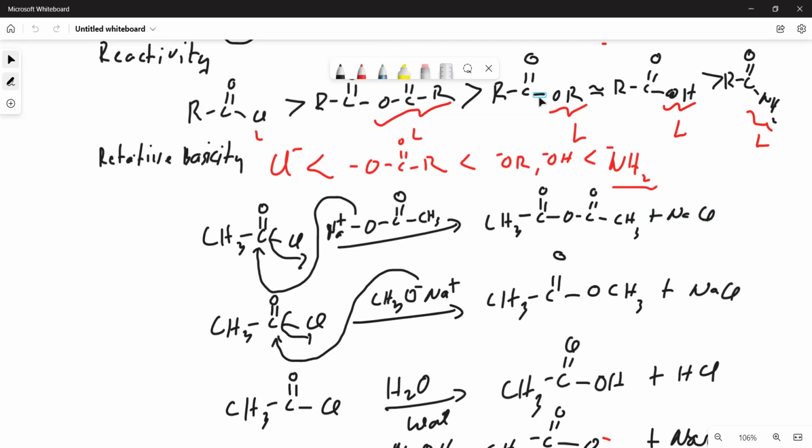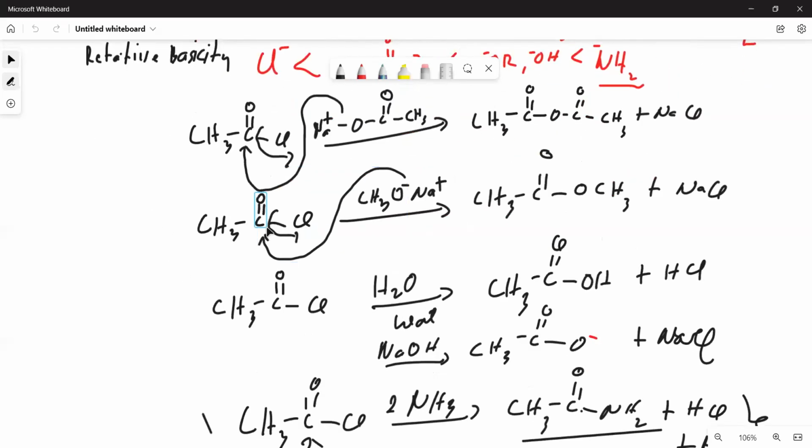So if we want to synthesize ester coming from acyl halide, look at this example. You have ethanoyl chloride again, and then your nucleophile will be alkoxide. It is sodium methoxide. So the methoxide can displace again the chloride to form an ester plus sodium chloride. So this process of making ester is what you call esterification.